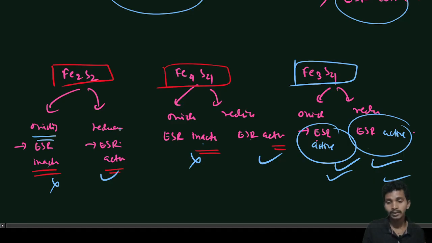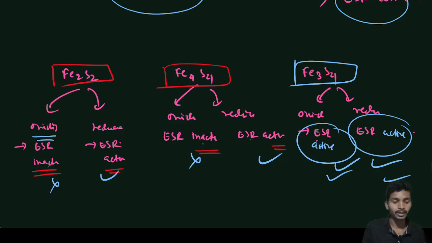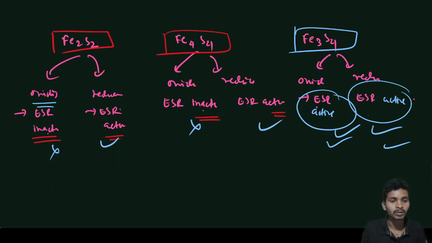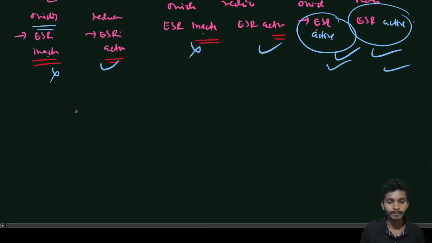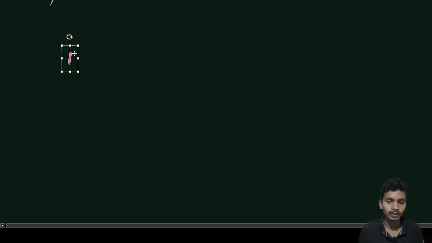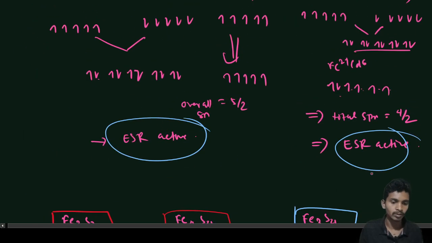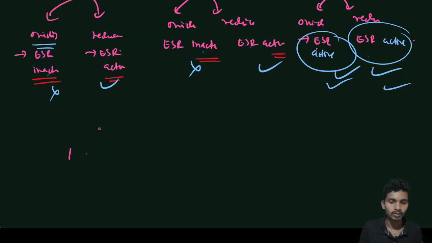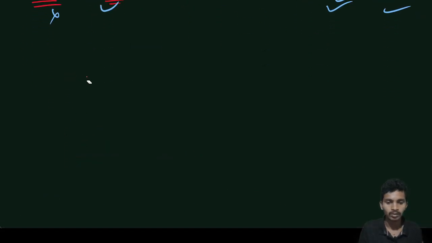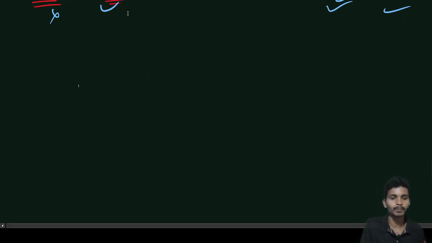We have discussed here ferredoxins, and another is rubredoxins. For rubredoxins we have discussed their structures and details, and we have also discussed the ferredoxins. So now next we will move to the heme proteins.